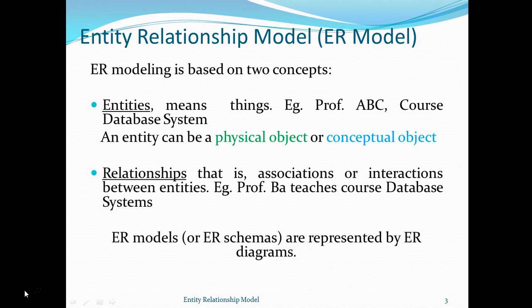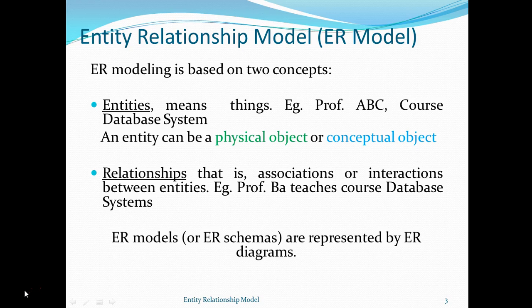The second component of ER model is relationship. Relationship is an association or an interaction between the entities. For example, one entity is Professor ABC, and another object is any course, database system. So the professor and the course are related with the relationship teaching. If I make a statement, Professor ABC teaches the course database system, then teaches is a relationship that associates the two entities. So entities is any physical object, any real life thing, and the relationship is something that associates the two entities.